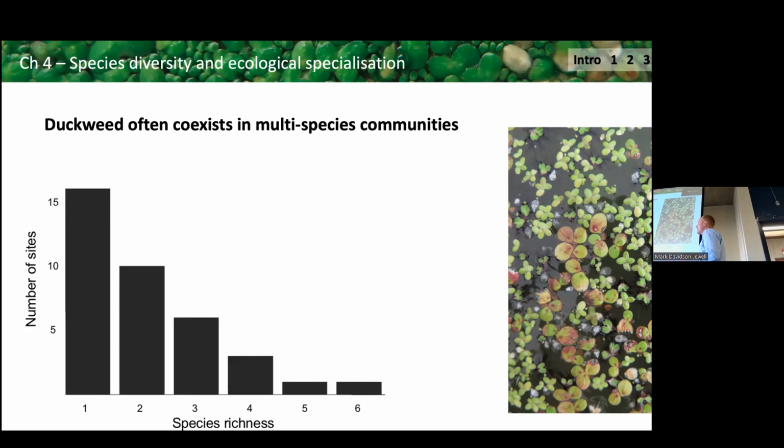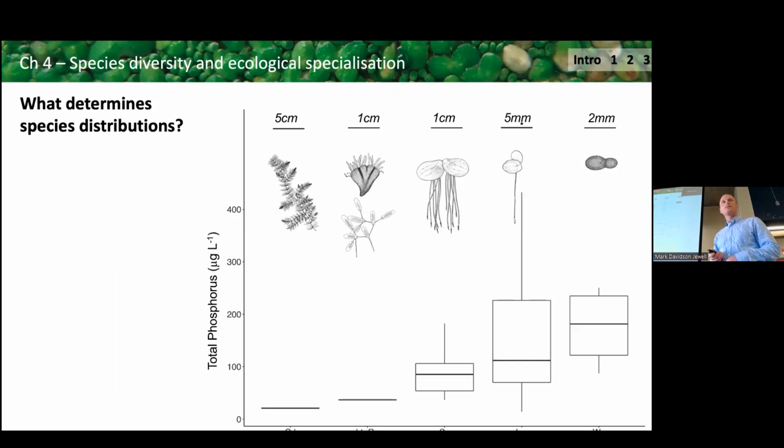This is just a histogram of species richness. And we see that Lemna minor is, yes, often in monoculture, but more often than not, it's coexisting with 2, 3, 4 other species. So our question here is what determines these different species distributions? Is there a degree of ecological specialization?